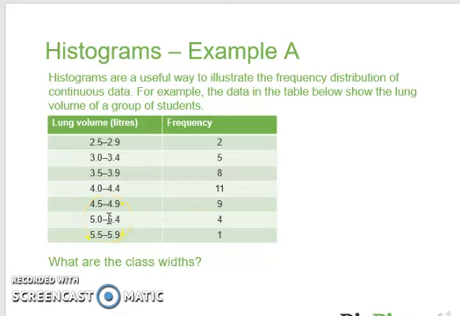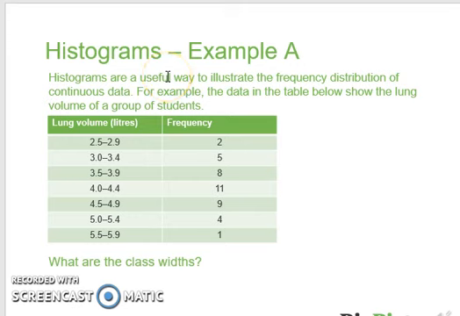A histogram is a useful way to illustrate the frequency distribution of continuous data. You know that continuous data means it is not plotted against a particular value, but against a continuous range of values. Here, if you can see, it is 2.5 to 2.9, 3 to 3.4, 3.5 to 3.9. So, instead of a single value of x, it will be a continuous range of data values in histograms.